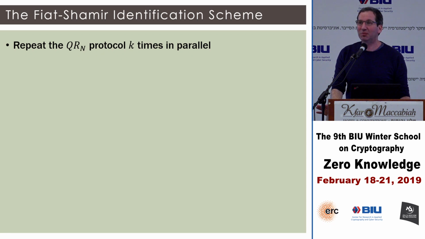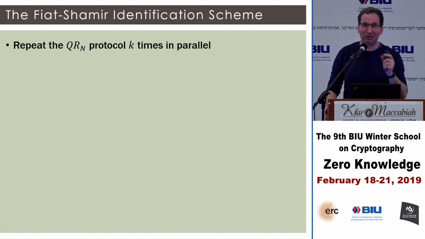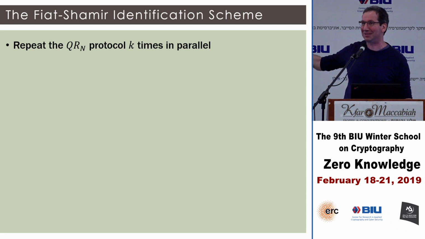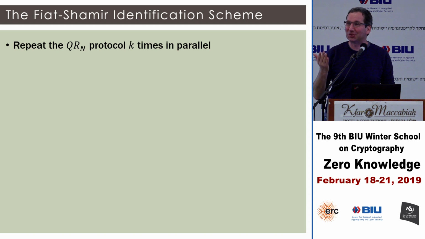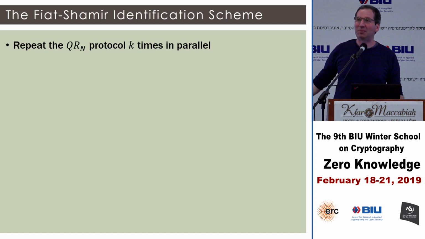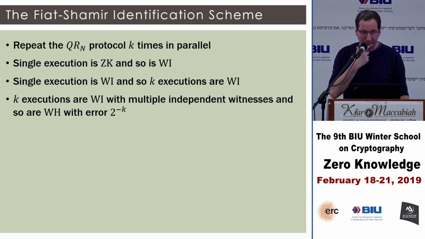Interestingly, even before witness indistinguishability and witness hiding were introduced, there was a protocol. Sounds familiar? It's called the Fiat-Shamir protocol. Most of you might have heard the combination of words Fiat-Shamir. So it originates from this idea. They took the quadratic residuosity zero-knowledge proof and repeated it in parallel k times. This is Fiat-Shamir. It's before they had witness indistinguishability. A single execution is zero knowledge and also WI.